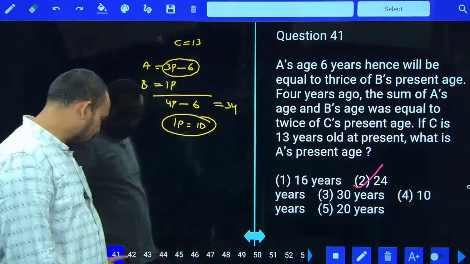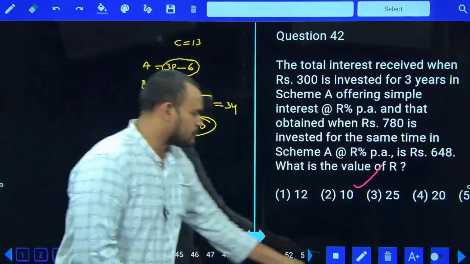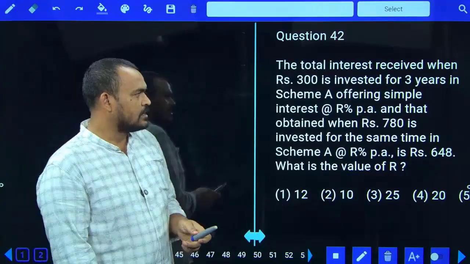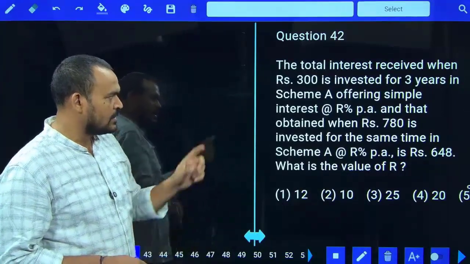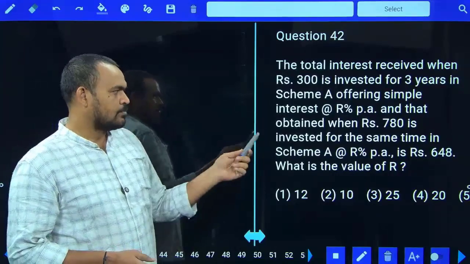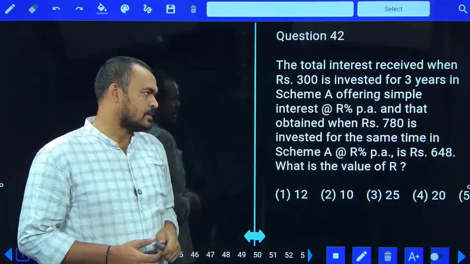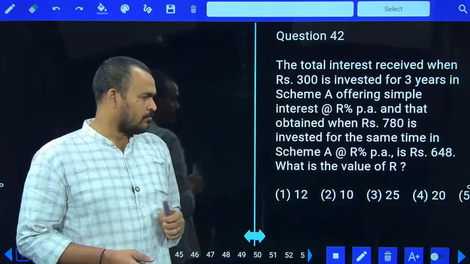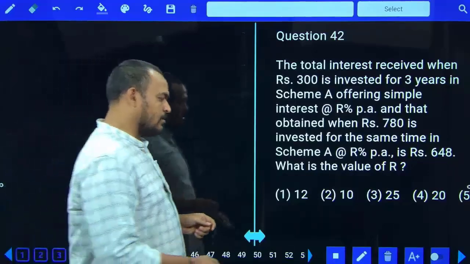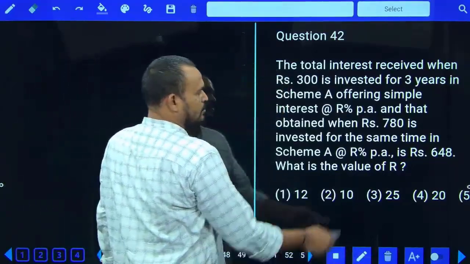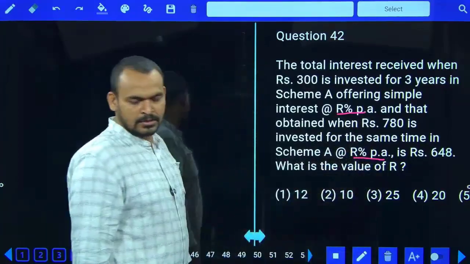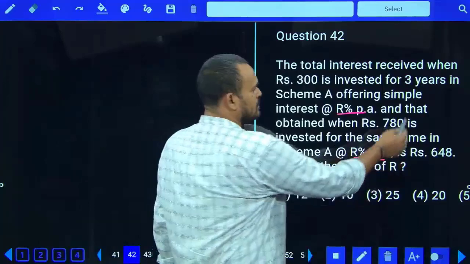Next question, question number 42. Total interest received when 300 is invested for 3 years in a scheme A offering simple interest at R% per annum, and that obtained when 780 is invested for the same time in scheme A at the rate of R% per annum, is 648. What is the value of R? What is the rate of interest in the first one? R%. Second one also rate of interest? R%. And time period in the first one is 3 years.